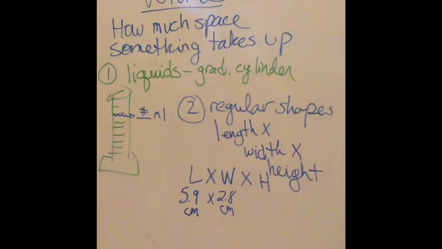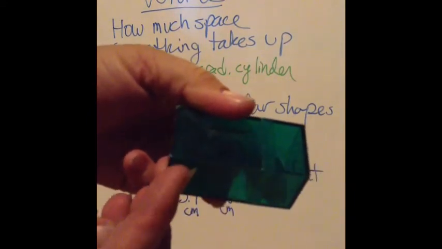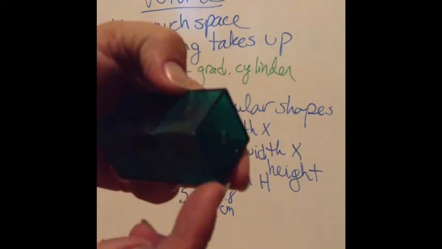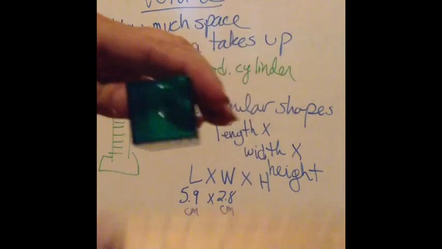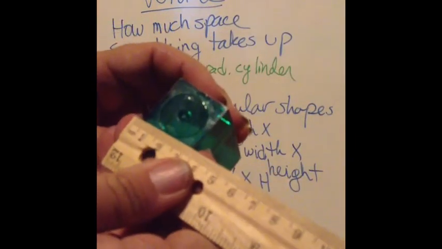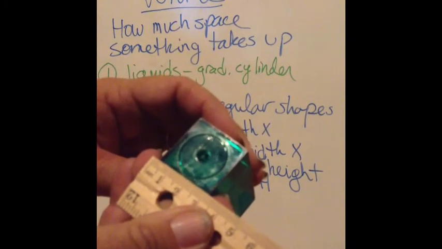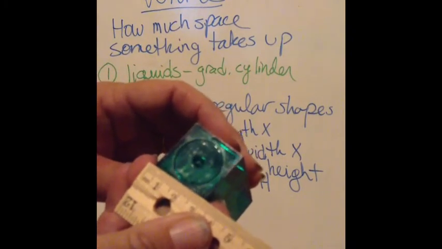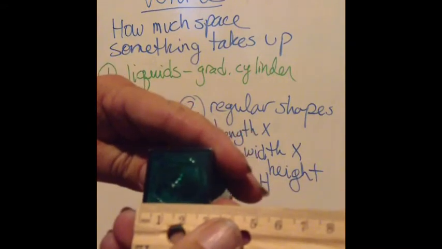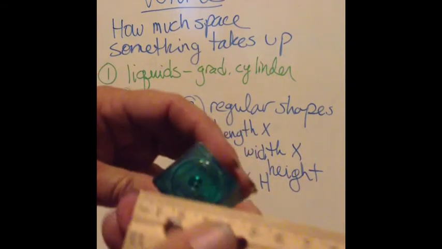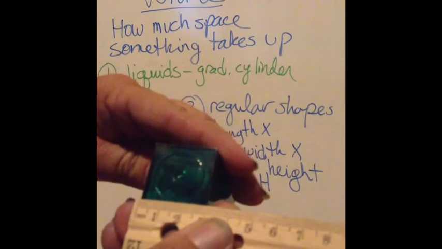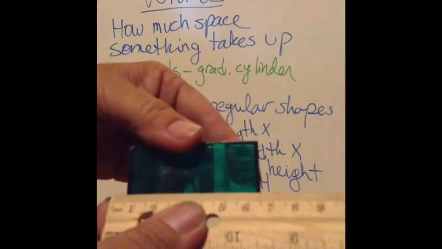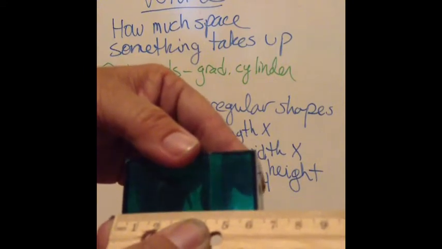Now remember, a box has a length, a width, and then a height. And if it's got a perfectly square shape like that, well then that means two sides are probably going to be the same. One is the length, one is the width, and one is the height. See that? One is the width, one is the height, and that's the length. Okay?